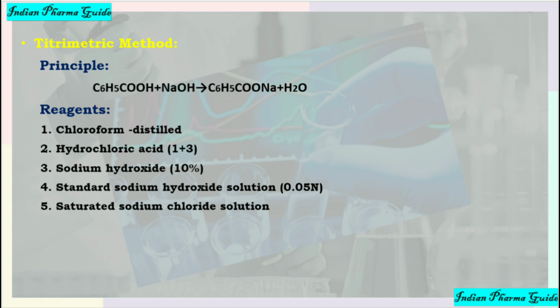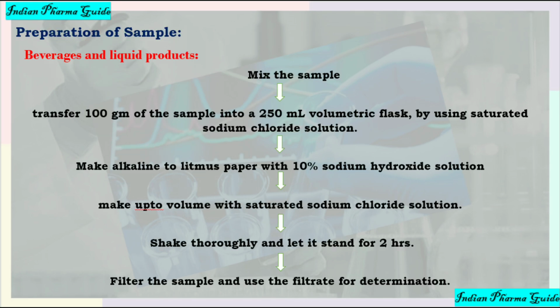In this PPT, the chemical reaction for the principle of the titrimetric method in analysis of preservatives is available. If you want, you can write the chemical reaction and the principle of the titrimetric method in your exam. Reagents: chloroform, HCl, NaOH and standard NaOH solution. Next, the procedure. First, preparation of the sample.